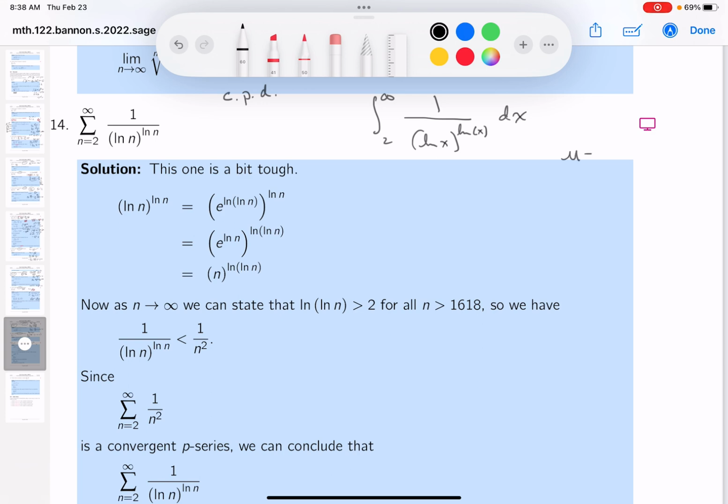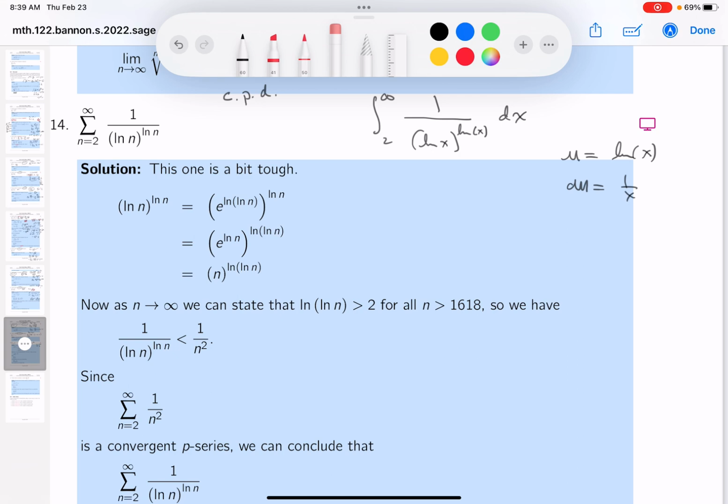I probably would say u is equal to ln x, and du would be 1 over x. That's not going to work, is it? So I was hoping that something would happen, but nothing's really happening over there. Again, you might say, you give up too easily.